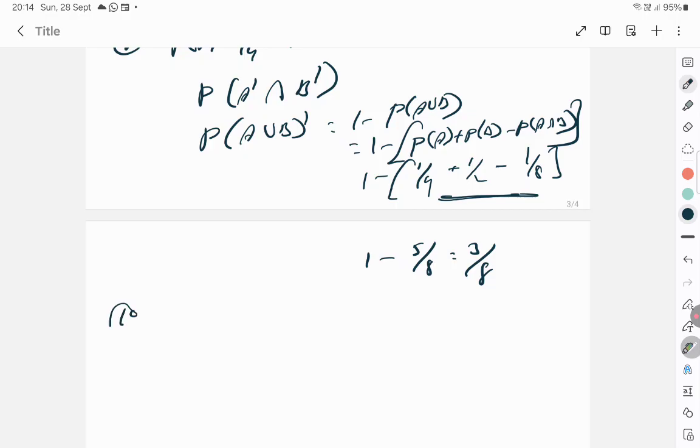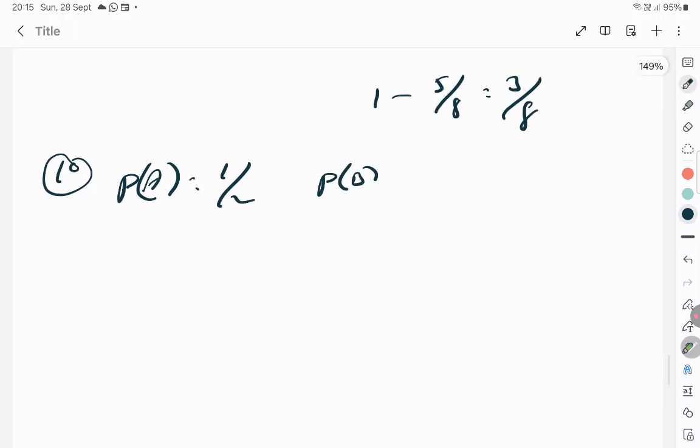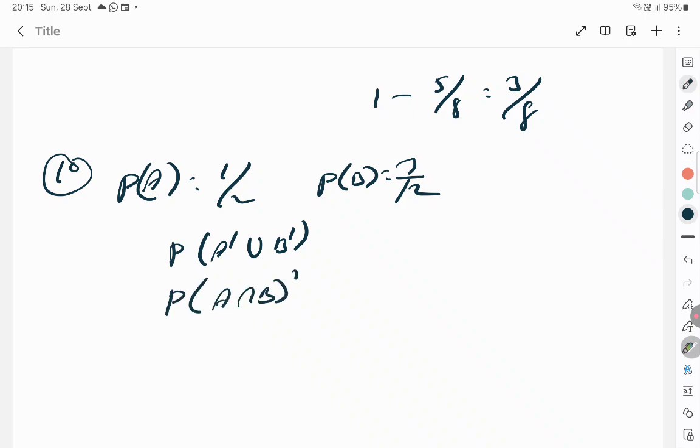It's the 10th question. Events A and B are such that P of A is equal to 1 by 2, P of B is equal to 7 by 12, P of not A or not B is 1 by 4. Again, same type. P of not A, or means union, not B means B dash. Or means union and means intersection. This, according to De Morgan's law, is A intersection B the whole dash, which is 1 minus P of A intersection B.